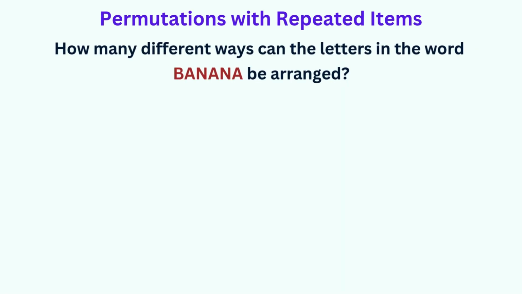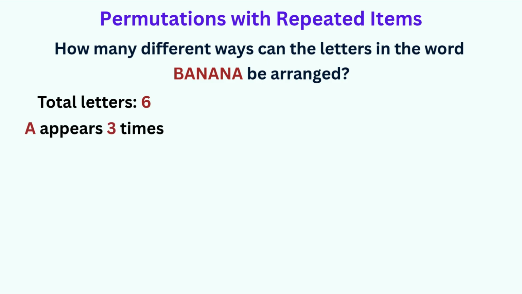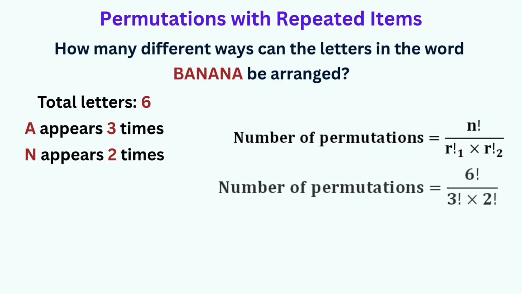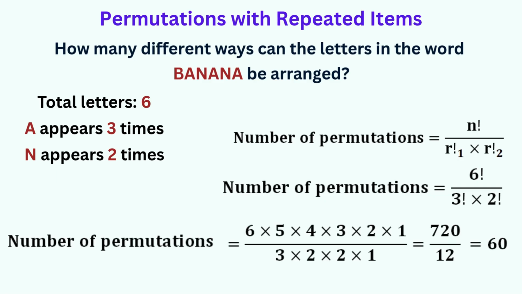How many different ways can the letters in the word banana be arranged? Let's check for the repeated items. The word banana has 6 letters, but the letter A appears 3 times and the letter N appears 2 times. So, using the formula, the number of permutations is 6 factorial over 3 factorial for the A, that's there 3 times, multiplied by 2 factorial for the N, that's there 2 times. That's 720 over 12, which is 60. So there are 60 distinct permutations of the letters in the word banana.